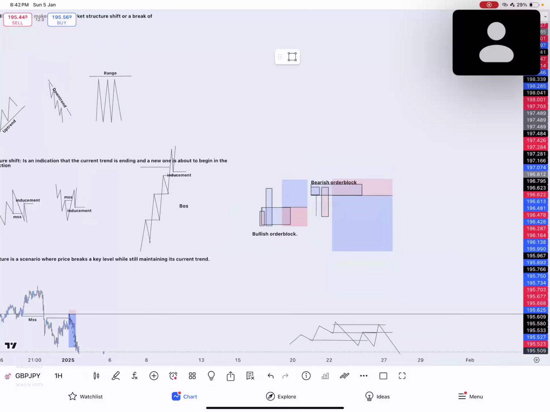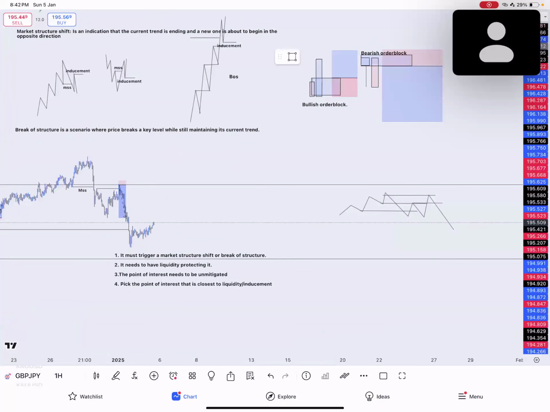So now I've already introduced the first point of interest that I make use of. I've talked about market structure, introduced the market structure shift and the break of structure, that's the one I look out for. I've talked about liquidity, introduced inducement, that's the one I look out for when picking entries. And I've introduced one point of interest, which is the order block. Now let's combine all this together and find our trade.